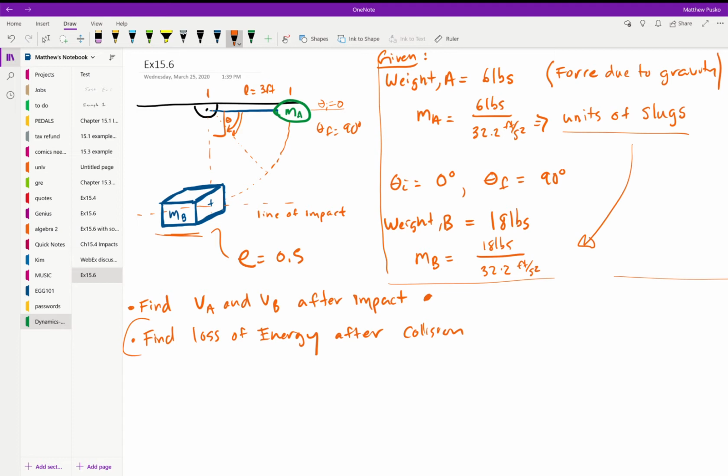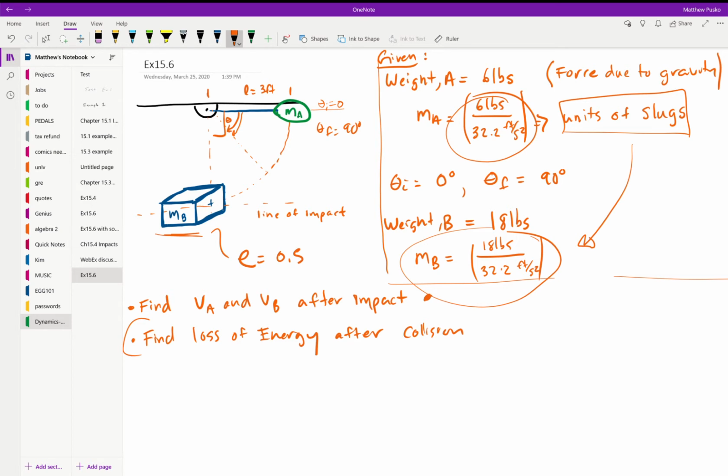Just a quick reminder too, this one is using feet, slugs, and pounds. So when they give us the weight of object A as 6 pounds, they're literally giving us the weight, just like something in newtons. To get its mass, we need to take that 6 pounds and divide by 32.2 feet per second squared, and we will get units of slugs. And the same goes for mass B. So I'm going to substitute those two things in anywhere I would normally put mass.